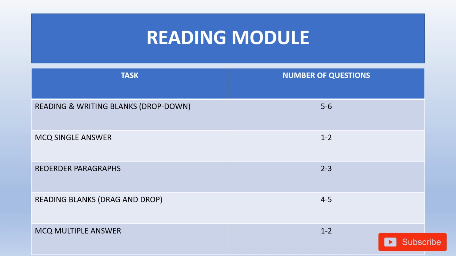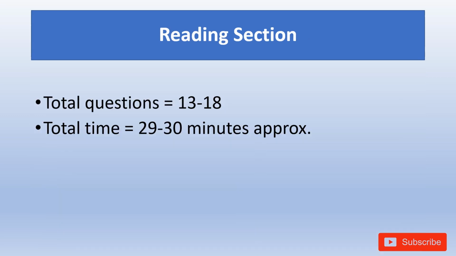Let's move on to the next module, that is reading module. There will be 5 different types of tasks: reading and writing blanks 5 to 6 questions, MCQ single answer 1 to 2 questions, reorder paragraphs 2 to 3 questions, reading blanks 4 to 5 questions and MCQ multiple answer 1 to 2 questions. In this module there will be total 13 to 18 questions and you will get 29 to 30 minutes overall. You have to solve all the reading section in 29 to 30 minutes.